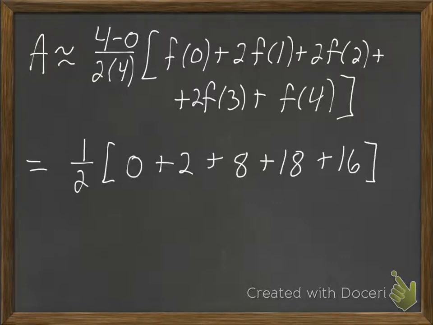And it's just a matter of working that out and adding everything up on the inside. 10 plus 34 would be 44. Half of 44 is 22. So we get an approximate area of 22, and you can then compare that to the actual area, which was 64/3 or 21 1/3. So we're a little bit over the actual area.